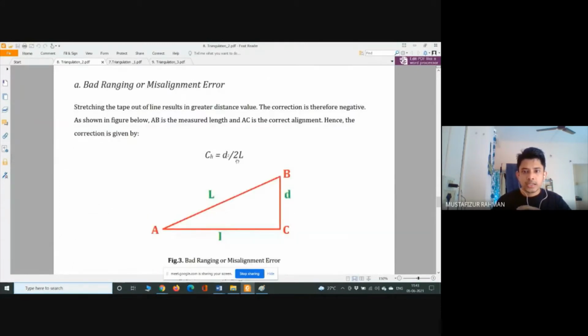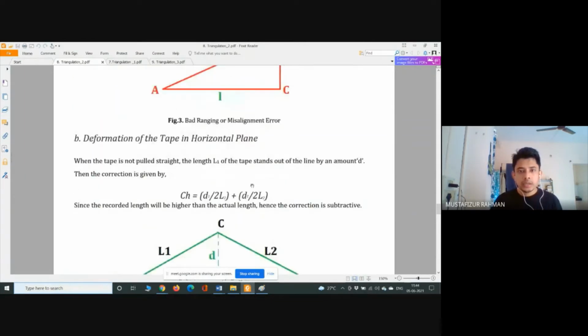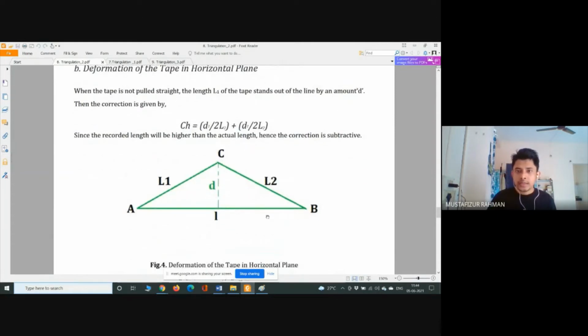So because this is horizontal alignment, therefore we are writing D because it is in the horizontal plane, okay, in the ground itself in a different direction. The earlier was in the vertical plane, that means you were going up or down, okay, then what you were supposed to do. So therefore that error, but the formula is exactly the same. This D is the difference from the original point, that's it. Then deformation of the tape in the horizontal plane. In the horizontal plane itself, if we are not measuring it properly, same kind of thing.